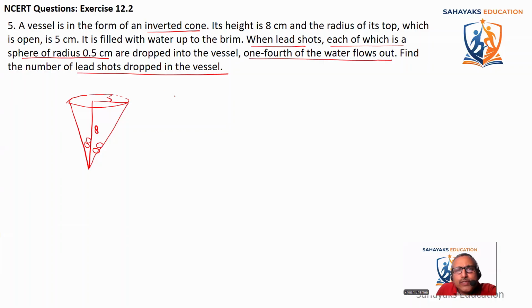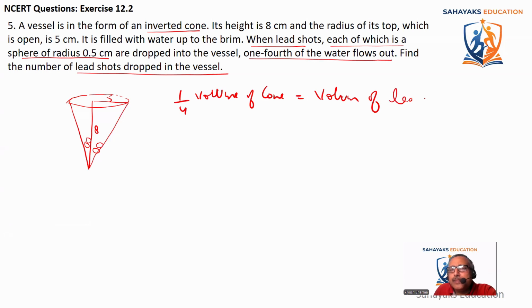Okay. So what they want to say is that 1/4 the volume of cone is equal to volume of lead shots. So I'll say 1/4 the volume of cone. What is the volume of cone? It is 1/3 into pi r square into height. It is 5 into 5 into height. Height is 8. So this is 1/4 of the volume of the cone.